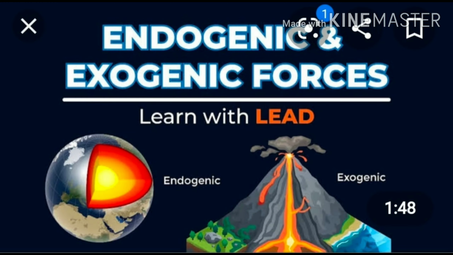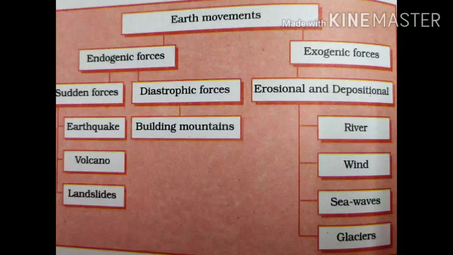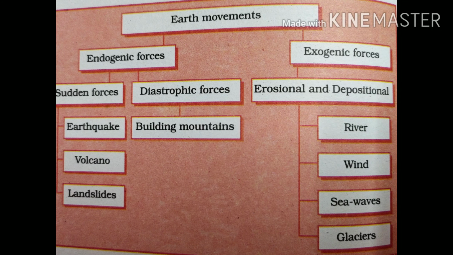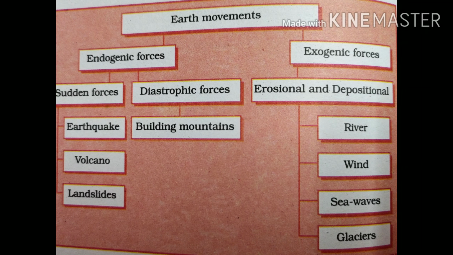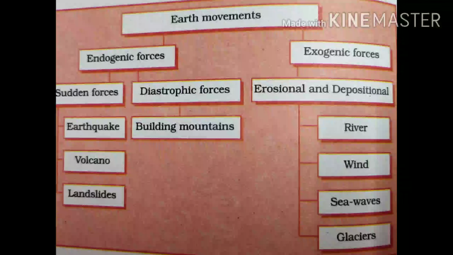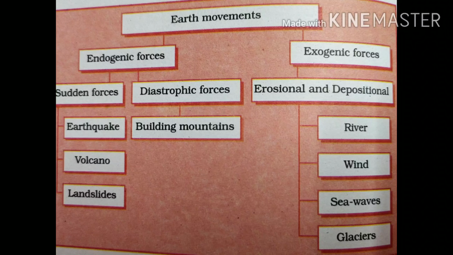The movements of the earth can broadly be divided into two on the basis of the forces that cause them. Now just see the diagram, children. See how they have shown you the earth movements. It is divided into endogenic forces and exogenic forces. The internal or endogenic forces that originate within the earth's crust create slow earth movements and sudden earth movements. Sudden earth movements and slow earth movements are given.